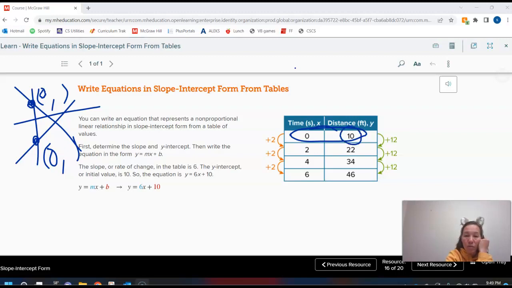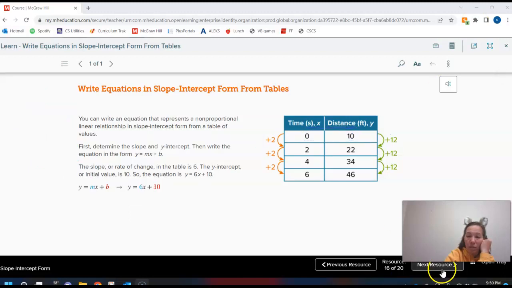So slope we found using 12 over 2 to get the 6. And then the y-intercept is 10. And once you have those two numbers, it's really easy to write the equation. You just plug 6 here, 10 in here. Let's look at another example.